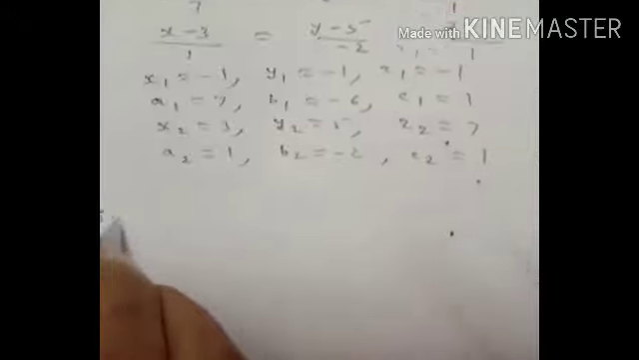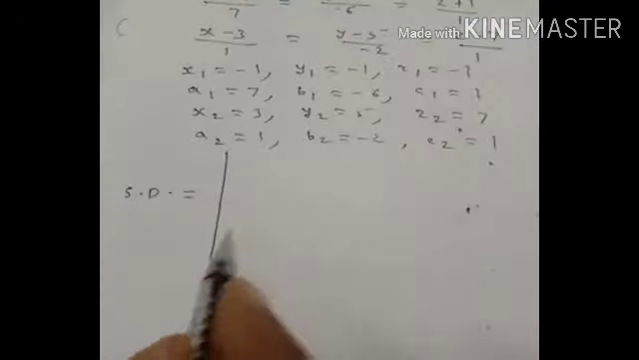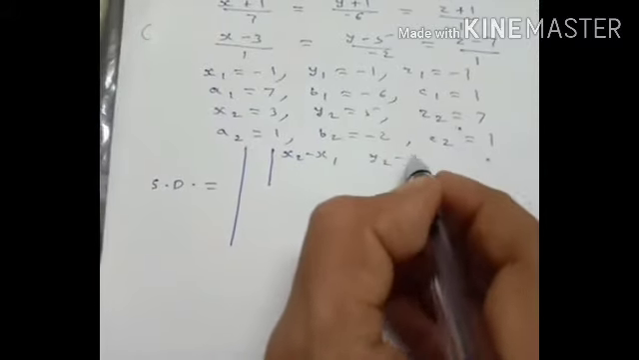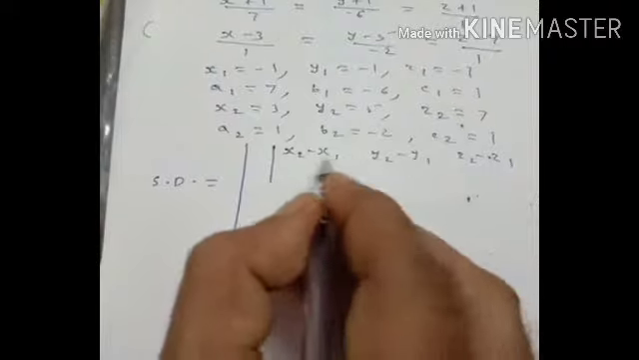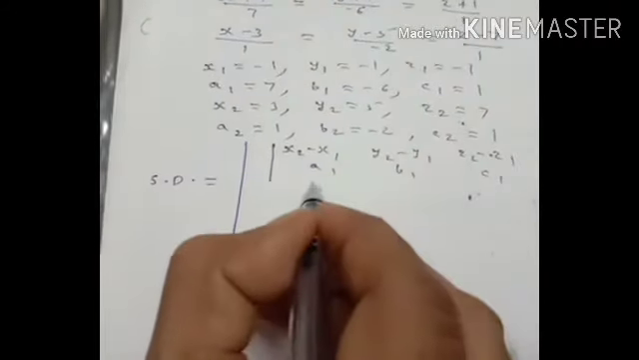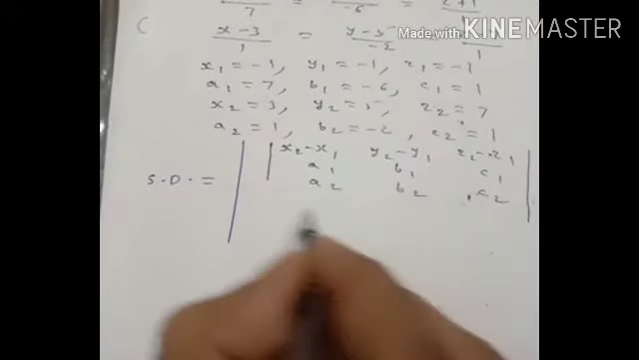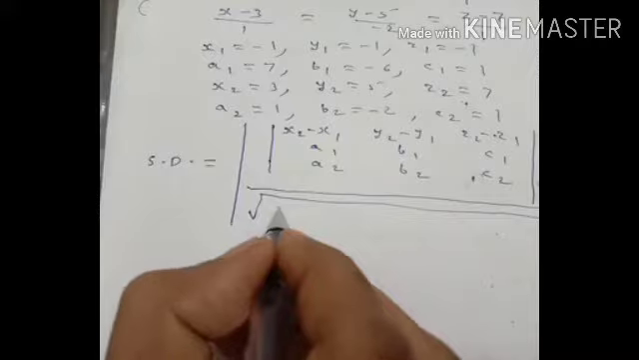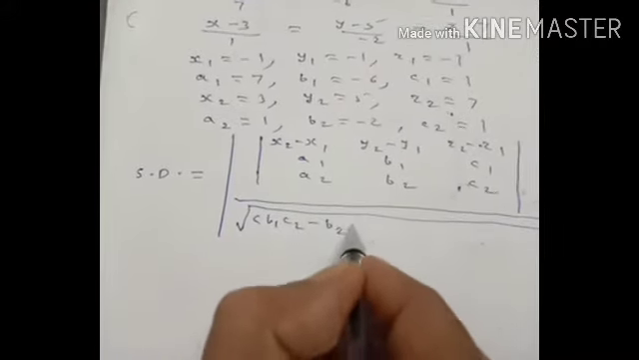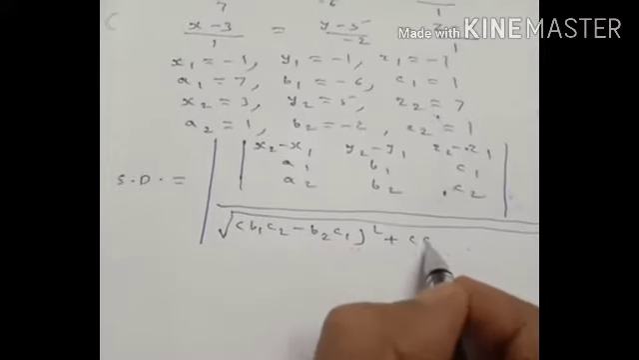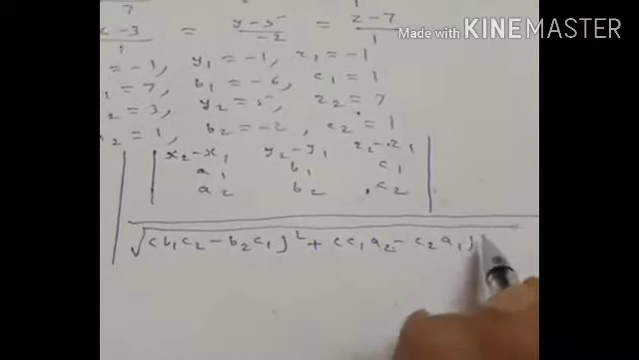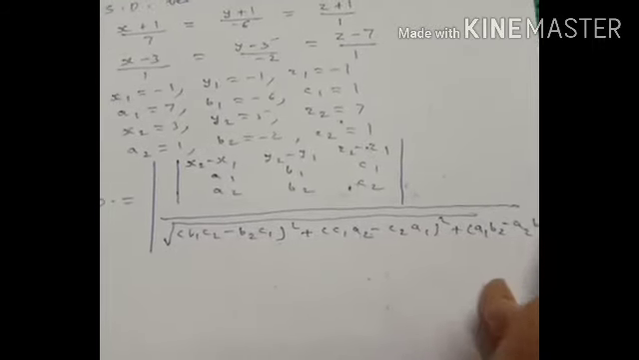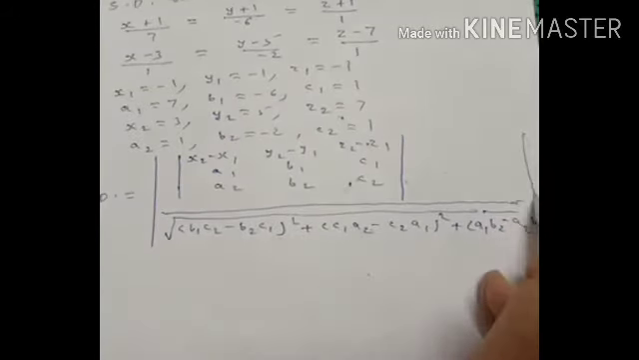Now the shortest distance between two lines is given by the formula: in mod sign, the determinant with first row x2 - x1, y2 - y1, z2 - z1, second row a1 b1 c1, third row a2 b2 c2, divided by the square root of (b1 c2 - b2 c1) whole square plus (c1 a2 - c2 a1) whole square plus (a1 b2 - a2 b1) whole square. Now here we have to put the corresponding values.